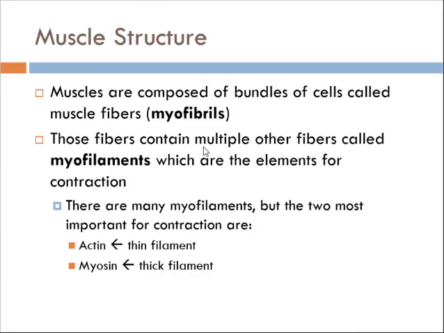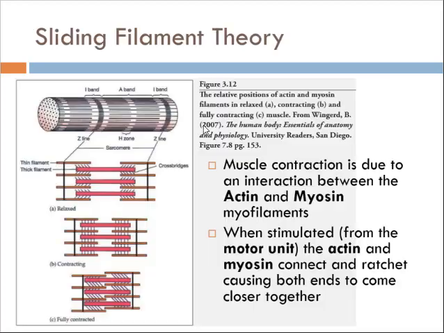Within the muscles, you have contractile elements called myofibrils and myofilaments, and the two main ones are actin and myosin. You'll spend a lot of time learning about the sliding filament theory, of how these proteins interact with each other to generate muscle tension.